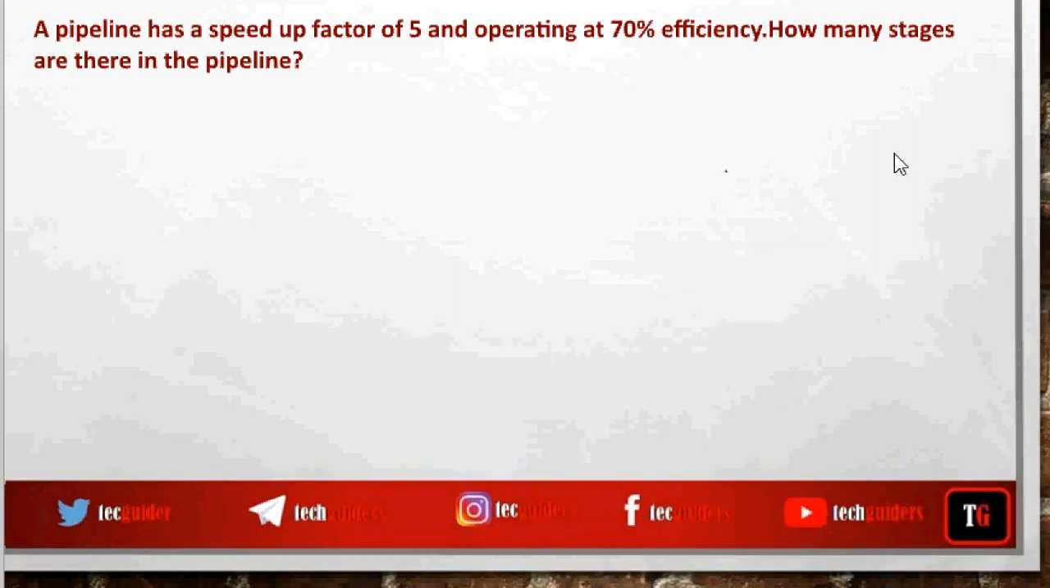Consider a similar question. A pipeline has a speedup factor of 5 and operating at 70% efficiency. How many stages are there in the pipeline? We know speedup equals efficiency into number of stages. Given the speedup equals 5, it means either it should be a 100% efficient pipeline whose number of stages is equal to 5. But here the efficiency is reduced, which means the number of stages is definitely greater than 5.